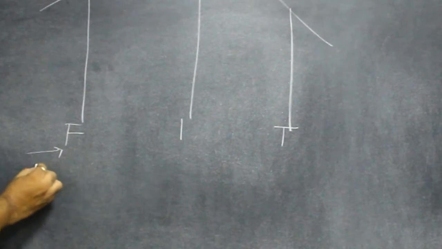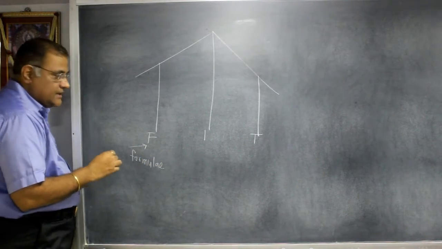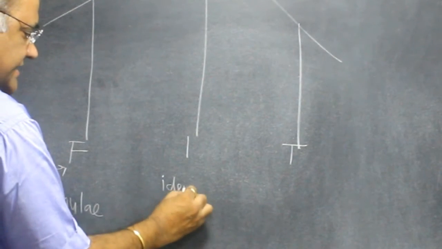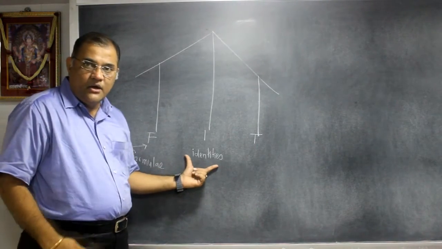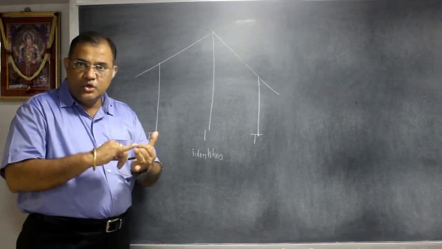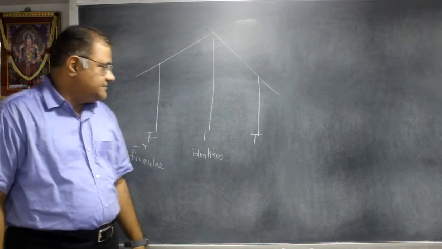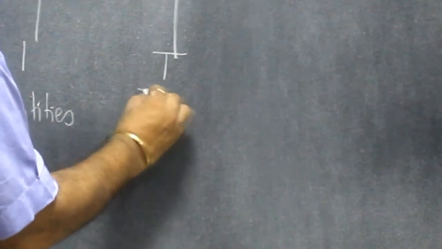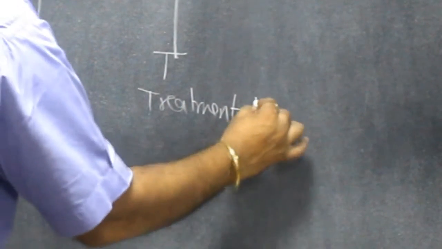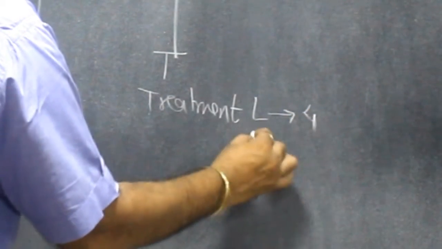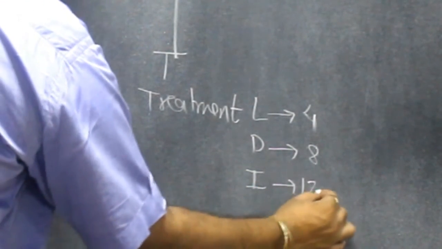F is formulae of limits, derivatives and integration. I, the identities. Five major identities are there: on a plus b, 2 theta, 3 theta, pi by 2 pi and factorization. T, treatment, according to the type of the problem. Limits have 4 major treatments, derivatives 8 and integration have 12 treatments.